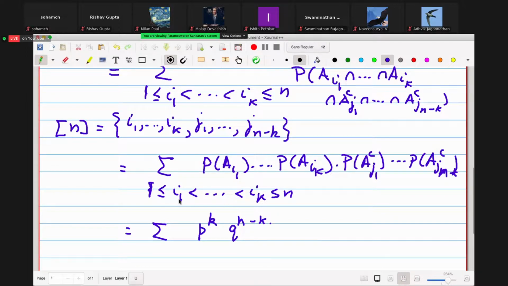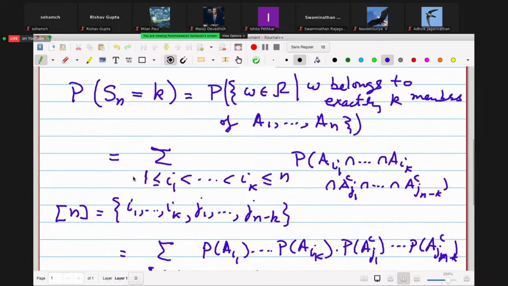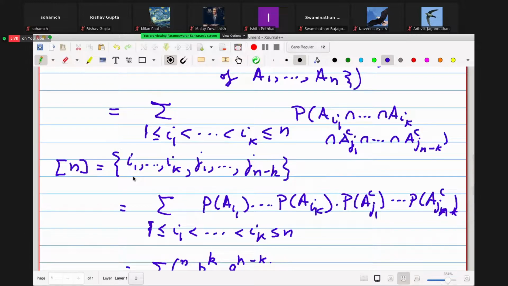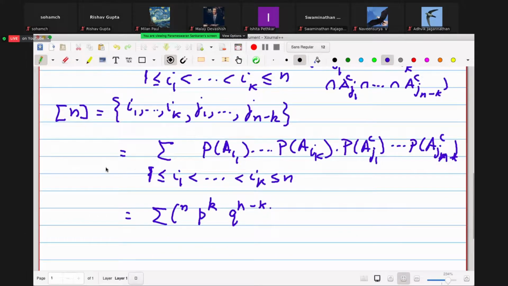And then how many ways are there of choosing a k-element subset, which you can always line up in increasing order, out of this box n? Exactly n choose k. So there is no summation here. The summation goes the moment I write n choose k. Each one of them contributes the same thing, but there are that many. This is exactly the probability of Hn equals k.